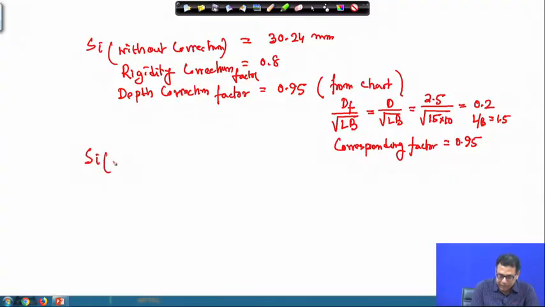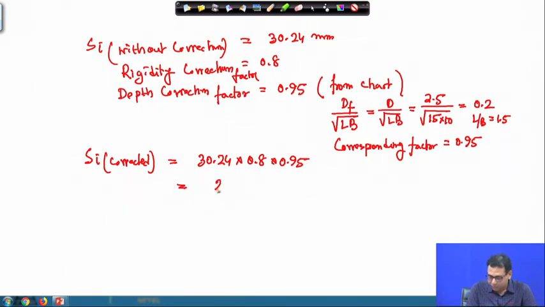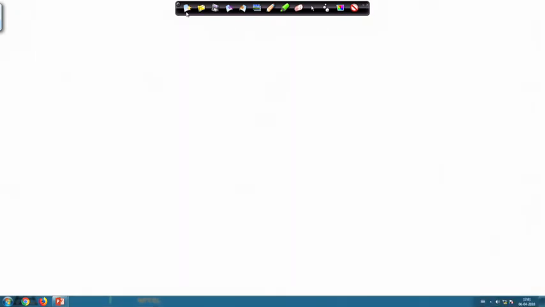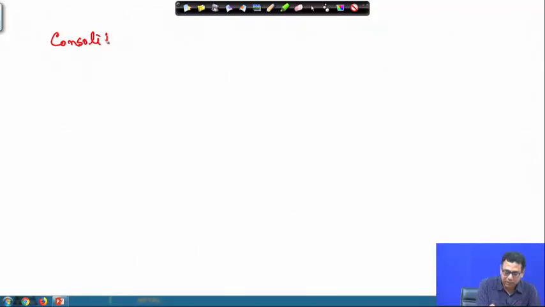You can look at this chart to see where I am getting this value. So, SI corrected will be equal to 30.24 into 0.8 into 0.95, which is equal to 23 millimeter. So, my immediate settlement is 23 millimeter after the correction. Okay. Next, we will get the consolidation settlement.